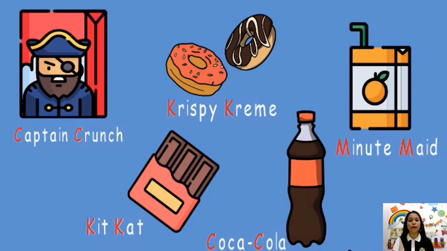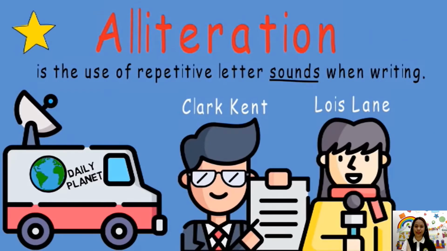Alright? So, business owners use alliteration to name their products so that customers can easily remember the name of their product and can also easily pronounce it. It is also one way of getting the attention of the reader or their customers. Okay? All right, so grade 6, you have to remember that alliteration is the use of repetitive letter sounds when writing.